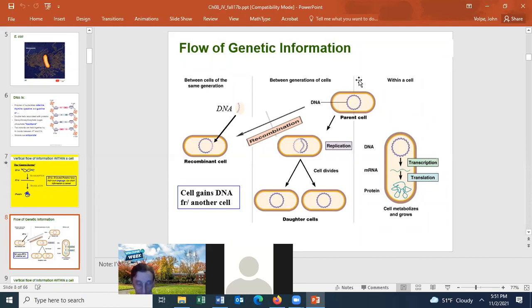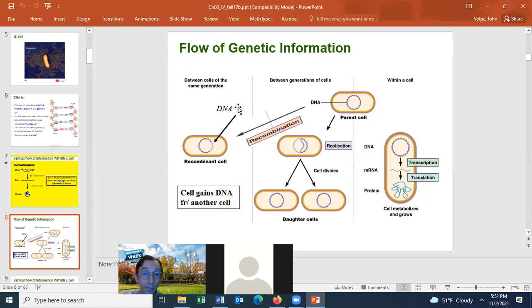Barring mutation, it's an exact copy. That's the flow of information between cells. Now, between generations, the DNA flows from the parents, and humans have two, to the offspring, which is usually one, but it could be more. Any question about that?